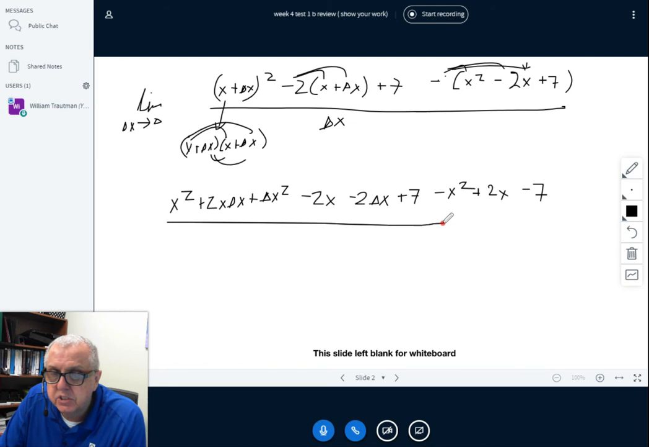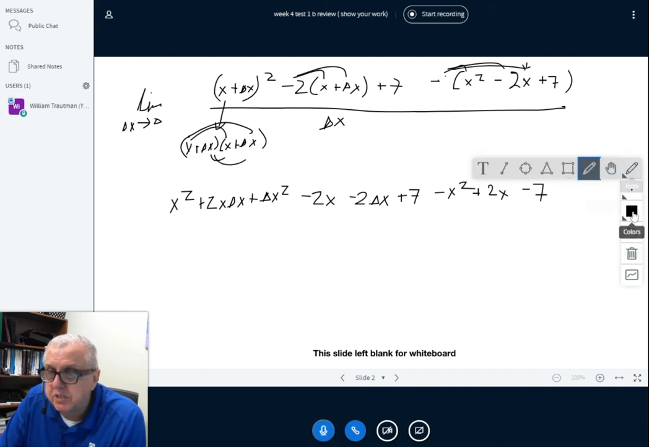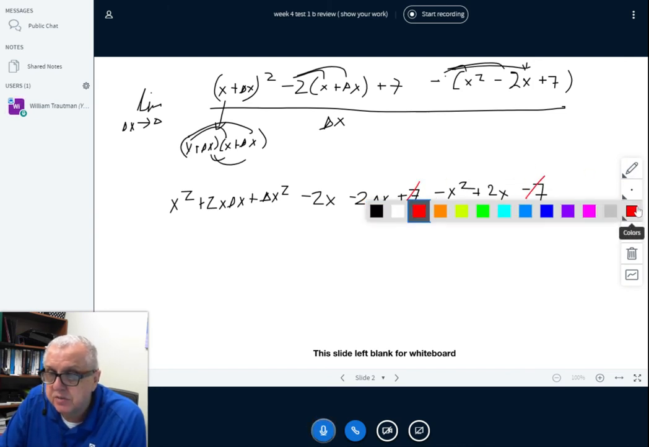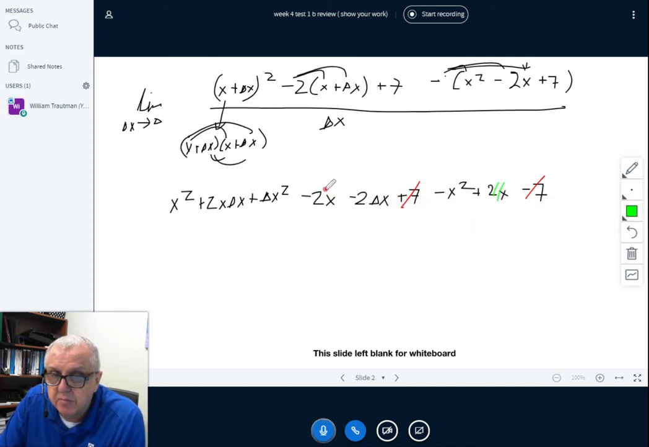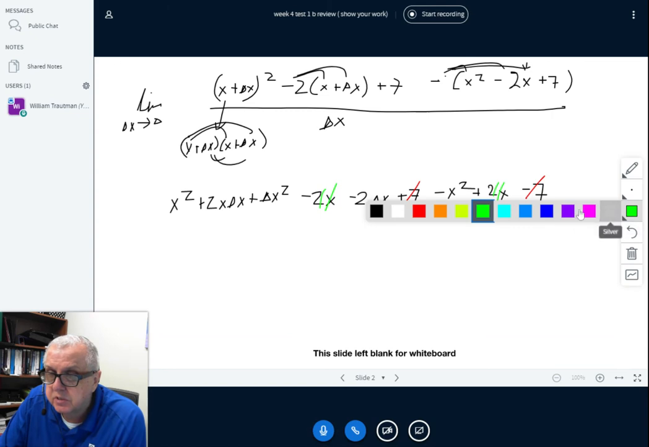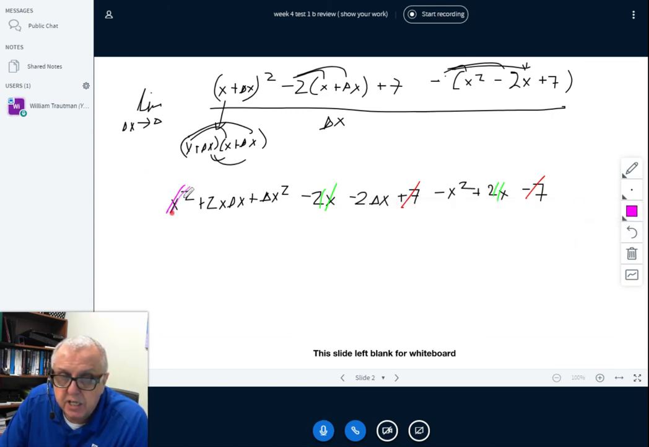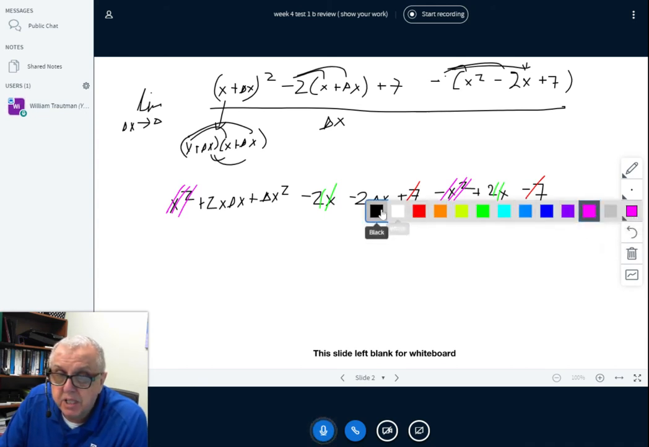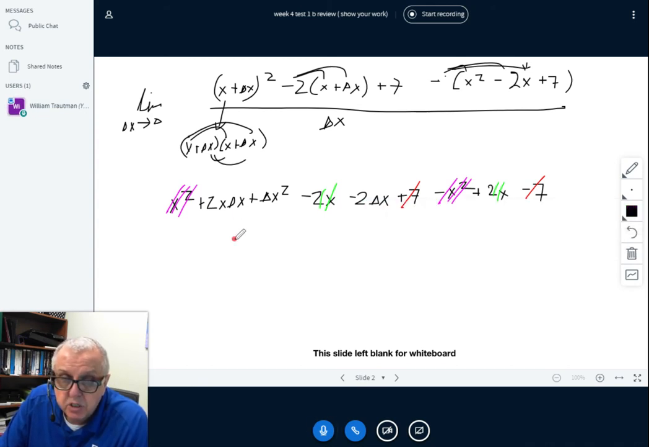And all this is over change of x. I'm not going to put it over change of x yet, but all that's over change of x. Look what happens here. Minus 7 and plus 7 cancel. One's a plus, one's a minus. 2x and minus 2x cancel. And x squared and minus x squared cancel. So I'm left with 2x.